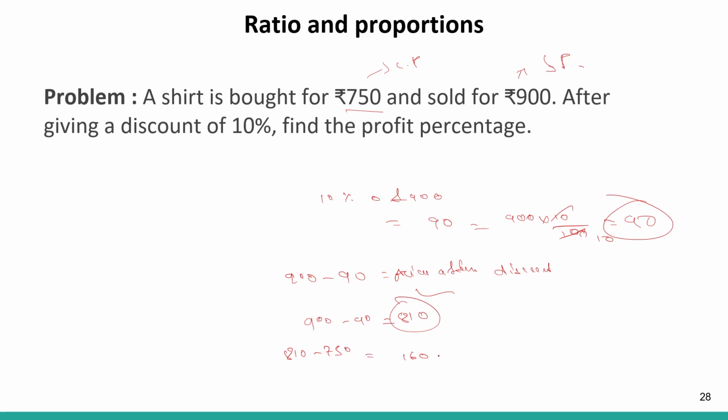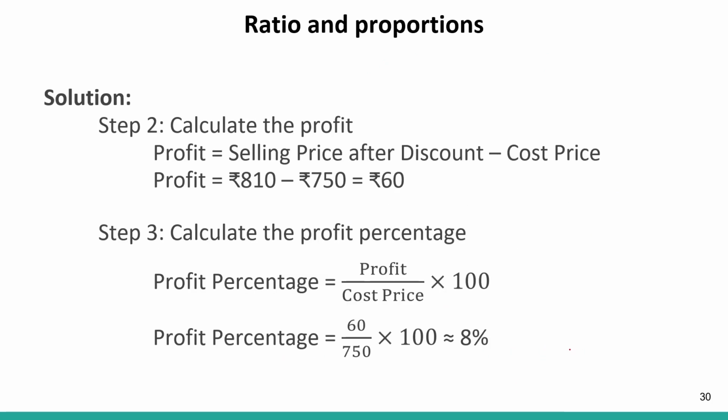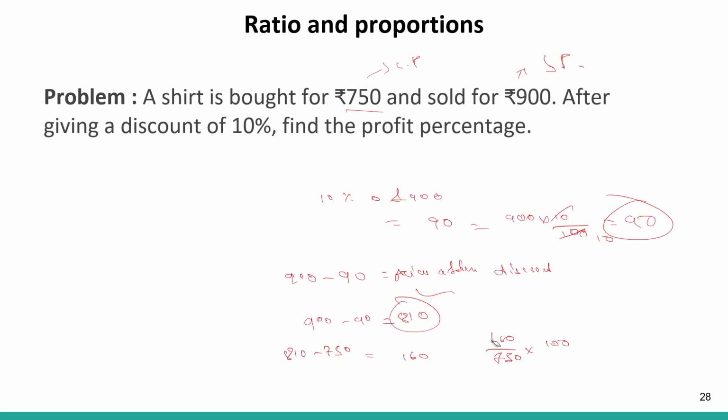So 160. How much is 160 of 750? So 160 by 750 into 100. So how much is it? It is 810. And then we get the difference. It is 60. Sorry, this is not 160. This is 60. Okay.